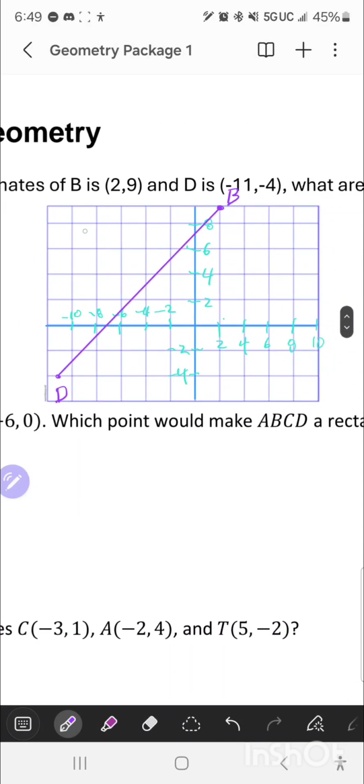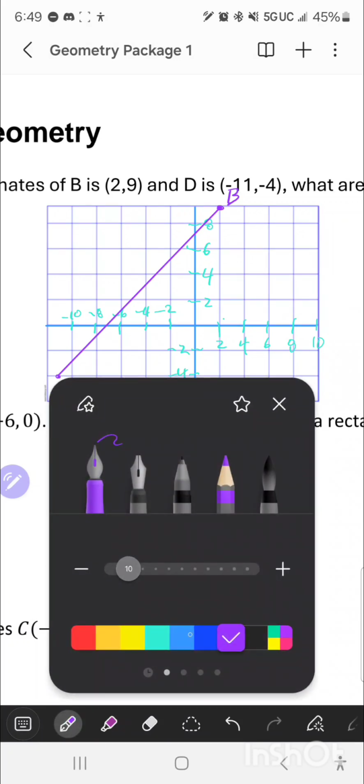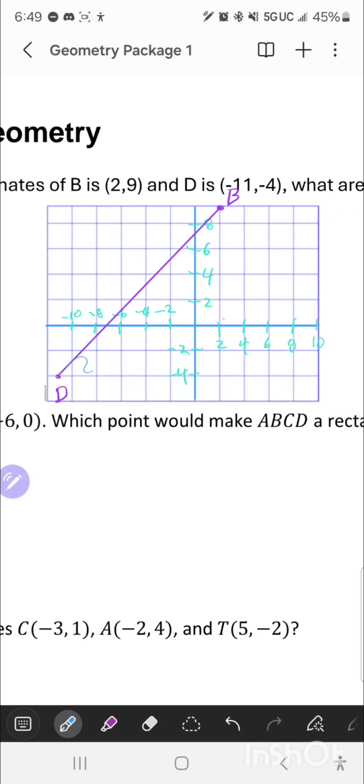What we need to do is just draw a straight line to the right from D onto below B, a straight line from B onto the side of D, and the same up, up to the top, and up to the top. And now we have our square.